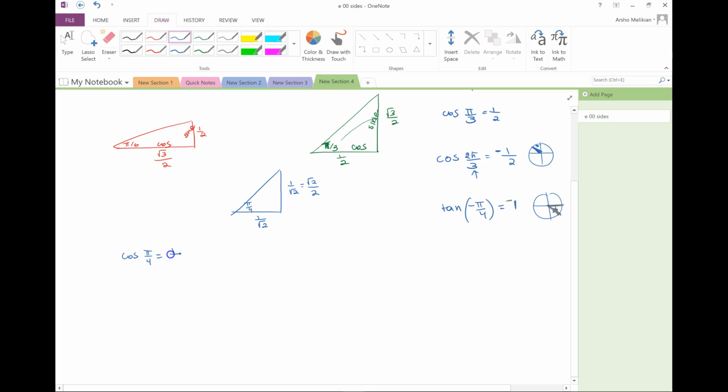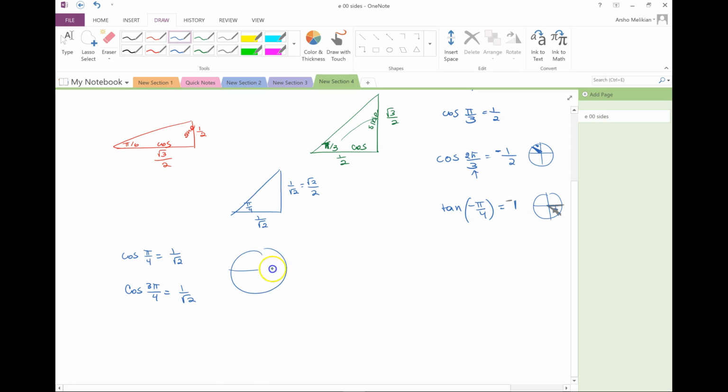1 over root 2. Positive or negative? Positive. Now, if I were to ask you for the cosine of 3 pi over 4, which is still 1 over root 2 because it's a pi over 4. But now, which quadrant is 3 pi over 4 in? Third or second? Bottom left.